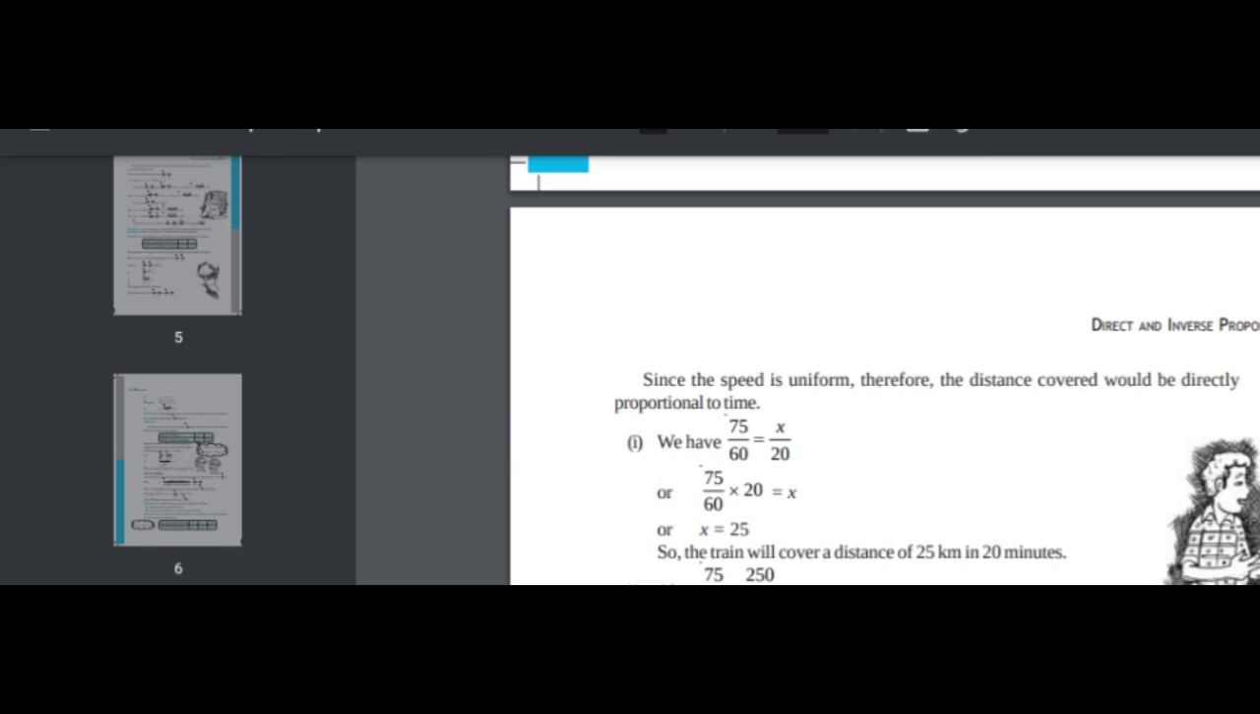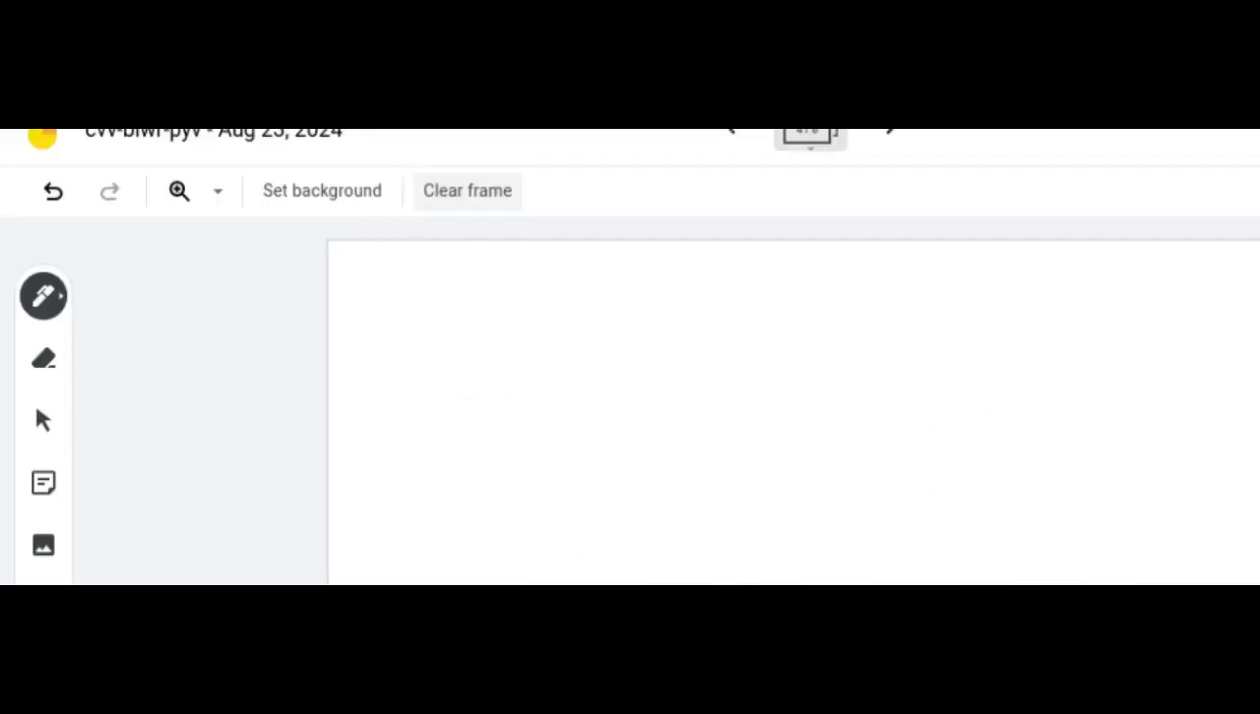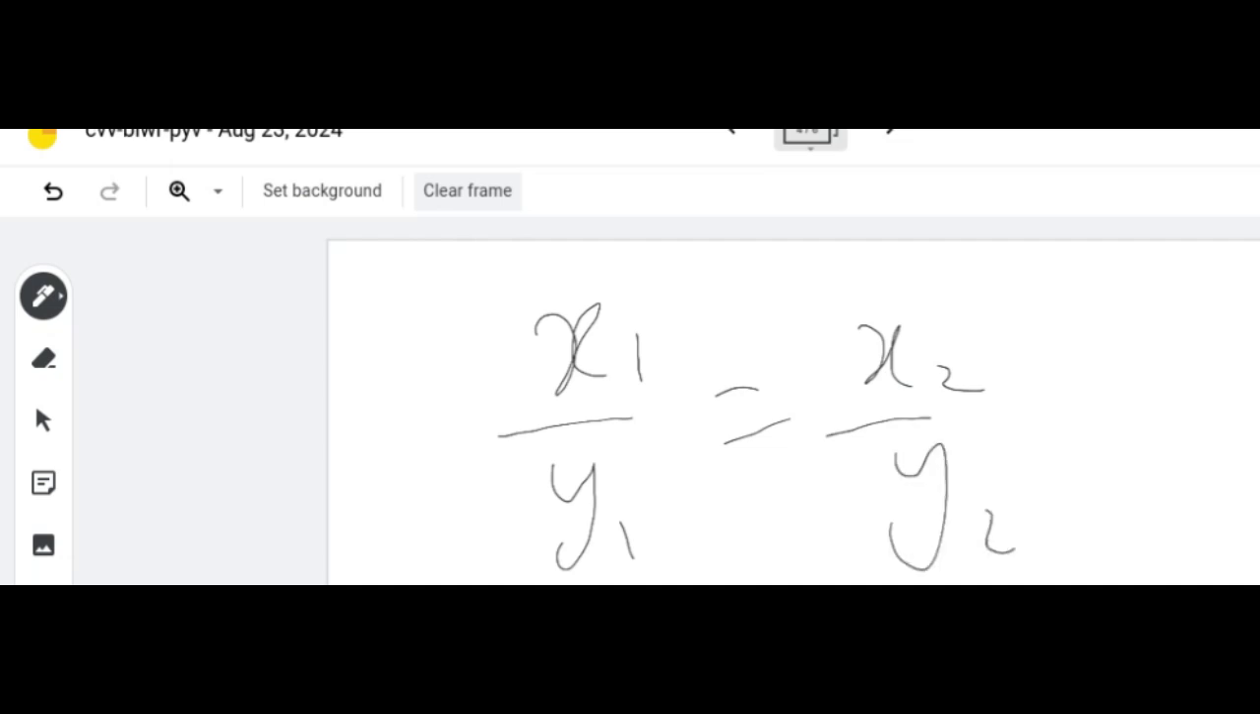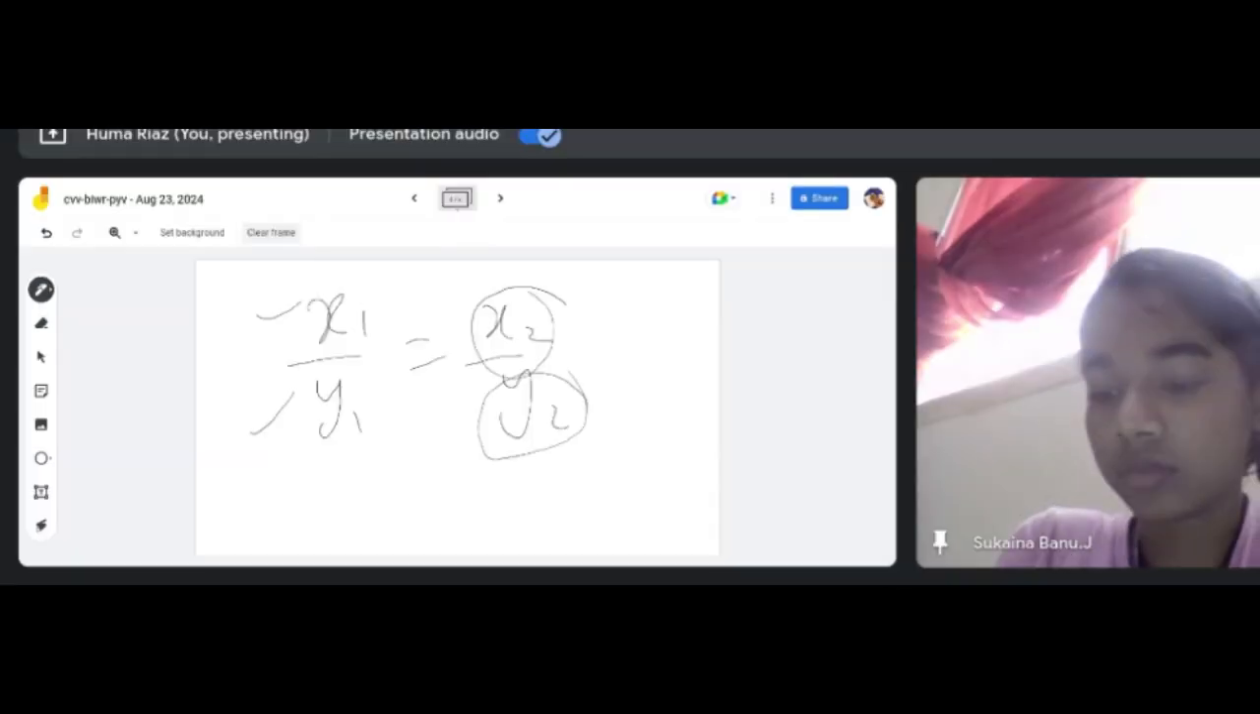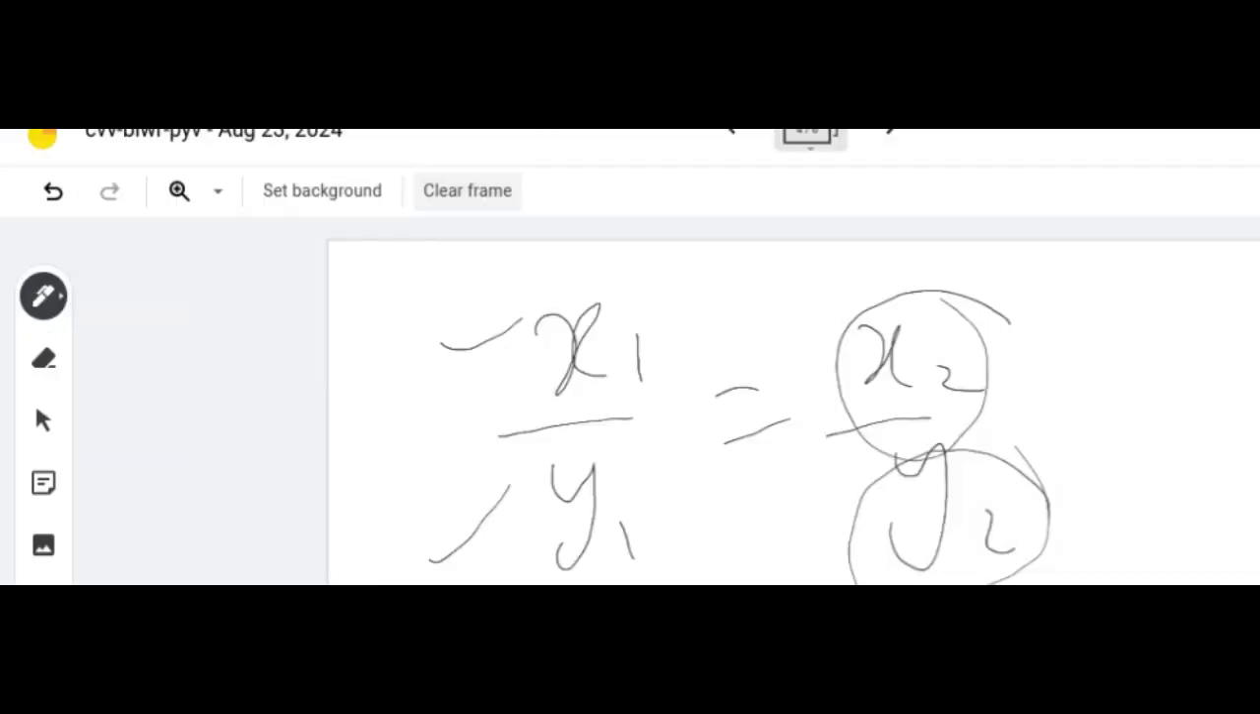Okay, ma'am. Understood? This is how you have to remember this thing. Whenever there are 4 values and you have to find the third quantity, remember that you have to do this: x1, y1, x2, y2. Always this value must be given, or you have to find this simply. Okay, I hope you understood very well.